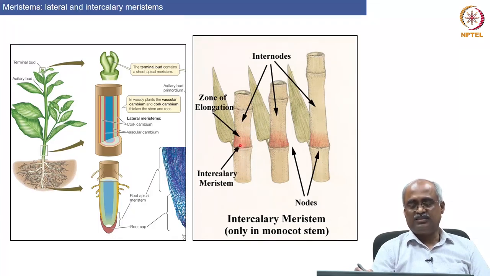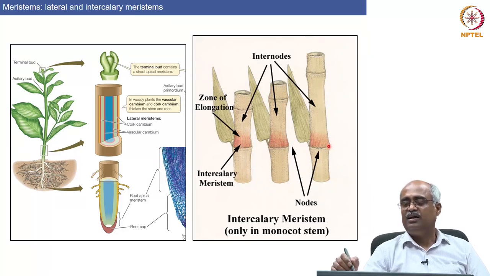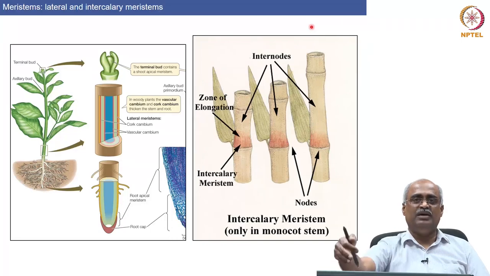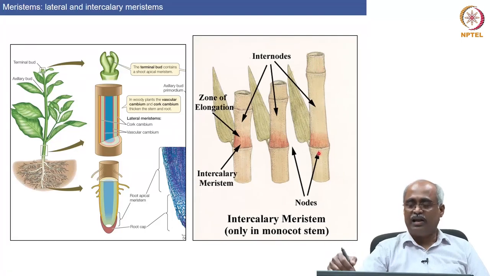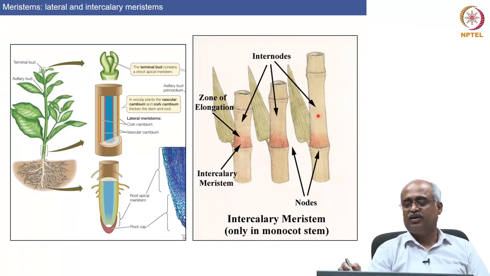And these meristems divide and elongate, giving rise to the plant growing in the apical basal direction. That is, the shoot grows taller. Okay, the plant becomes taller due to that sort of intercalary meristem driven growth. So this is quite common among the monocots.